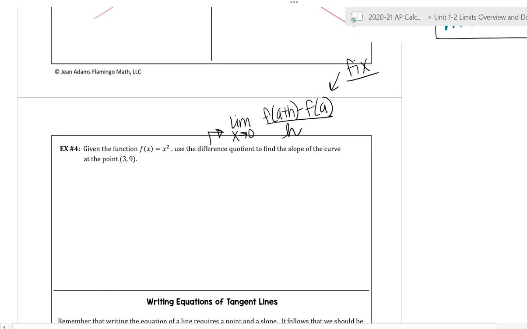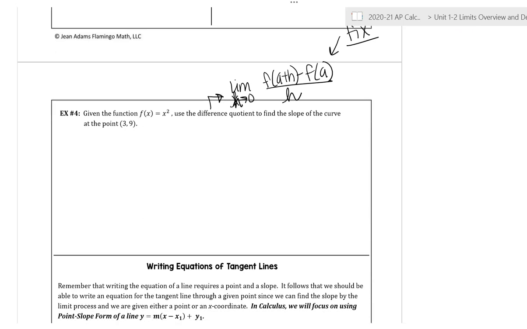The difference quotient is the limit as h approaches 0 of f of a plus h minus f of a over h. So then in context, here's where I was at. We're going to say m equals the limit as h approaches 0 of, we're going to plug in that function. So that function here is going to be a plus h squared minus f of a.